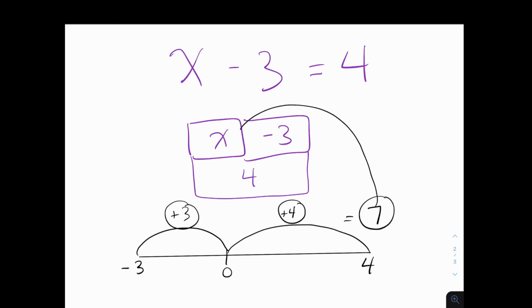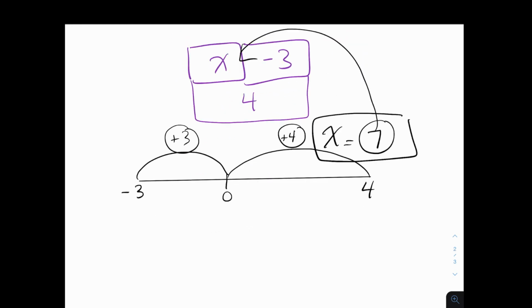What that equals is 3 plus 4 equals 7. Does x equal 7? I don't know. Let's try it. So here's our first box for x, and this was minus 3. If we put 7 there, does it equal 4? Yeah, it does. Okay, on to the next example. 3x plus 2 equals 11.